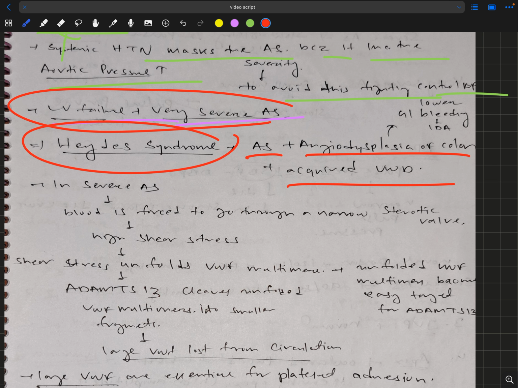In case of von Willebrand disease, we have decreased von Willebrand factor. So what is acquired von Willebrand? We know von Willebrand disease is a congenital condition, it is autosomal dominant. Name only two conditions in hematology that are autosomal dominant. One is hereditary spherocytosis and one is von Willebrand disease. But here we are discussing acquired von Willebrand disease.